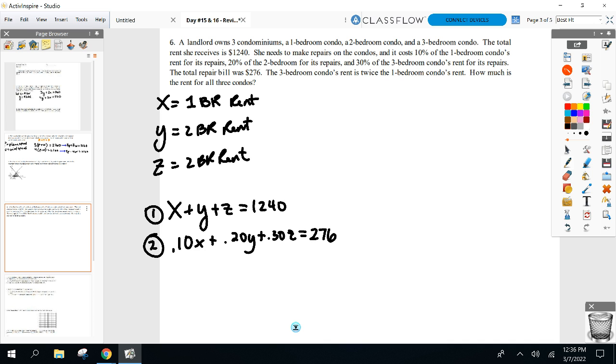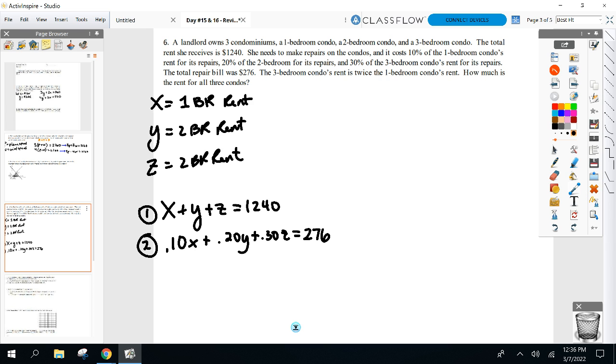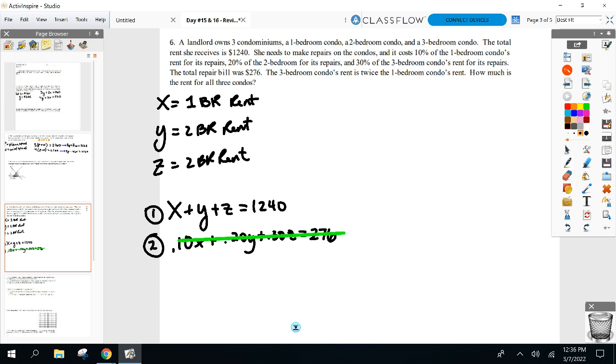Now, let's go back. I do not like you working with decimals. Some of you could probably handle it, but I don't like all of you handling the decimals. So instead, get them out of there and deal with whole numbers instead. Move the decimal place over two spots and rewrite it with whole numbers. So now this will be 10x plus 20y plus 30z.